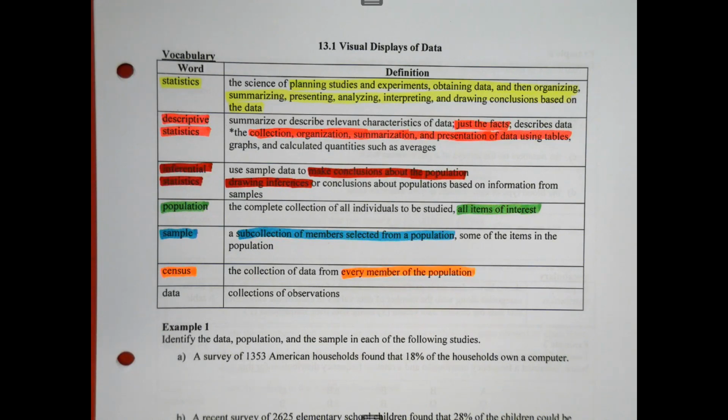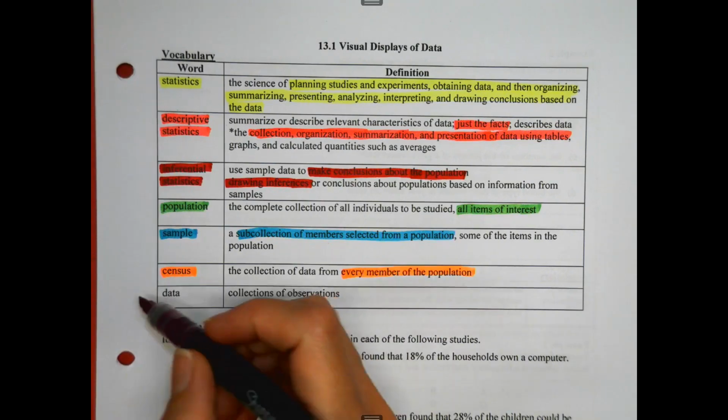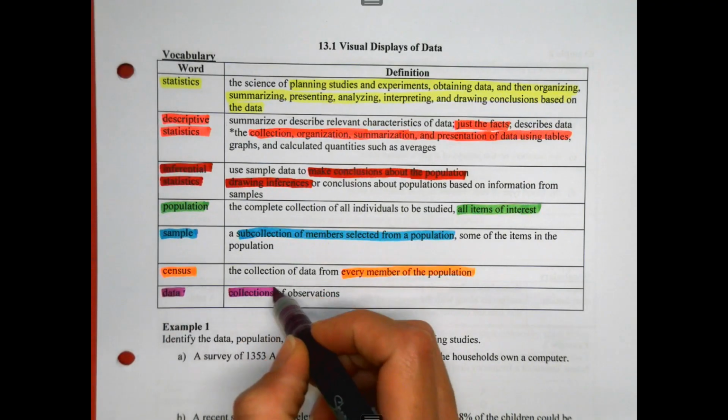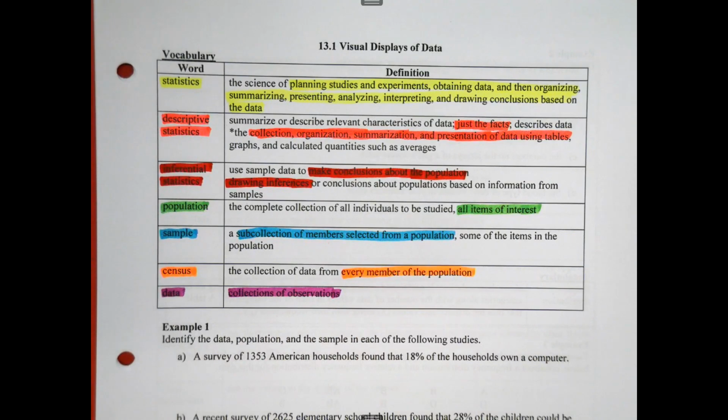And last but not least, we have data. Data is collections of observations. These can be information that we gather from people. For example, if we ask what your favorite color is, the observations are the responses that we get from the people. Or if we wanted to sit on a street corner and observe the colors of the cars that are driving by, those could also be our observations or our data.